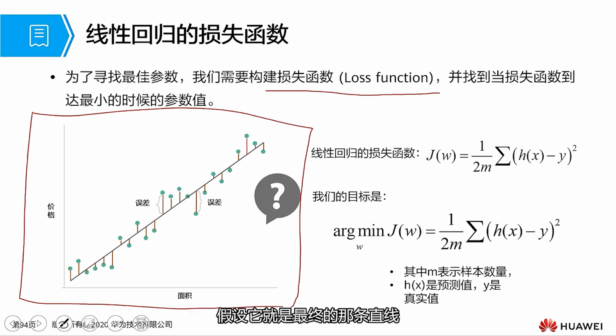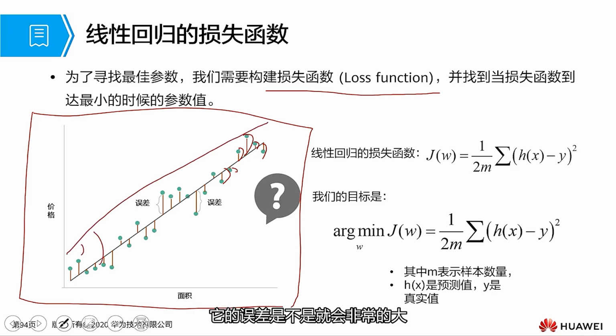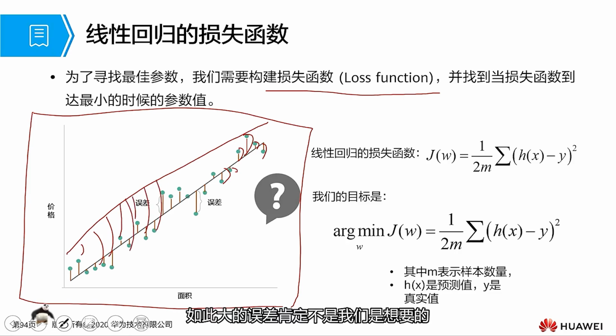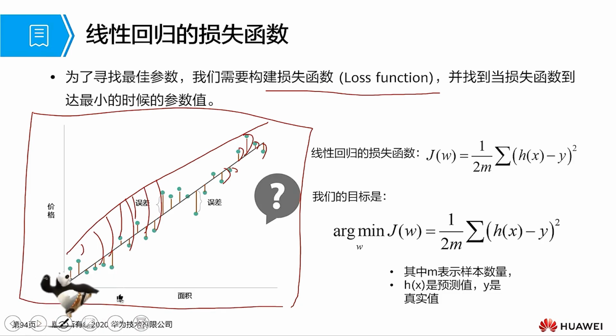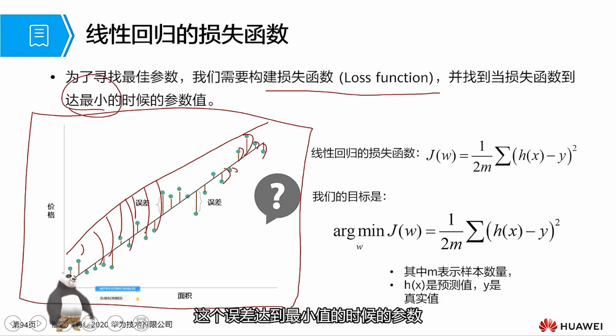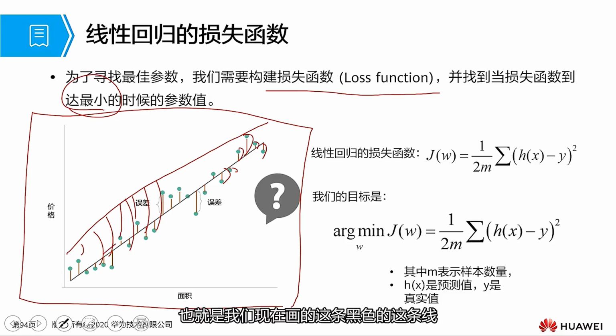Everyone can take a moment to think about it. If this line is over here, will its error be very large? Such a large error is definitely not what we want. We want the parameters when the error reaches its minimum value. This black line that we are drawing now, only when the error reaches the minimum, is the line we want. It's the mathematical formula listed on the right side. This formula is the formula of the loss function.